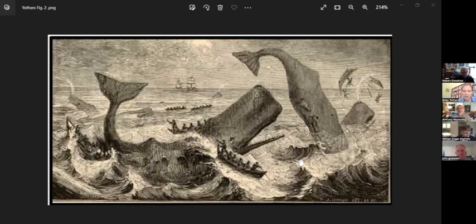So today, given the time, I'll use just one example of how Melville mirrors human emotions and animal behavior: his treatment of birds in Moby Dick.